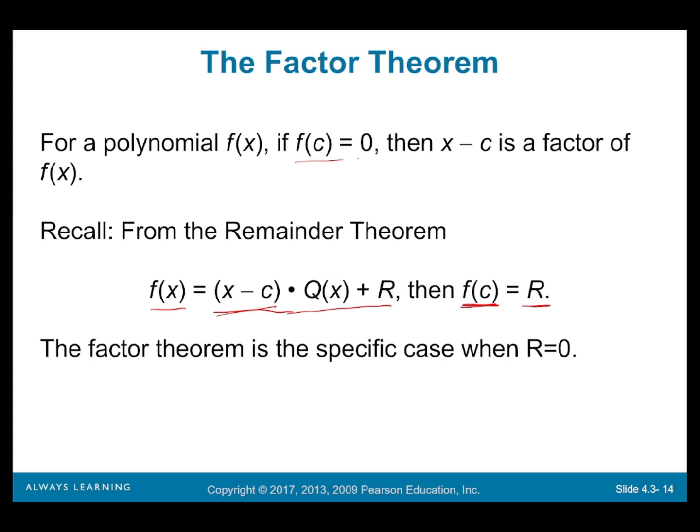This tells us the opposite direction is true too. If f of c equals 0, so c is a 0 of the polynomial, then x minus c must be a factor of f of x. So f of x can be written as x minus c times some q of x.